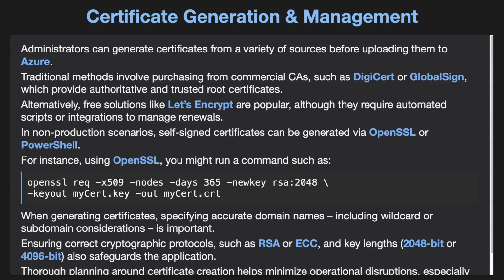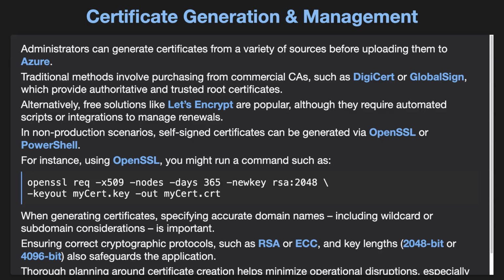Administrators can generate certificates from a variety of sources before uploading them to Azure. Traditional methods involve purchasing from commercial CAs, such as DigiCert or GlobalSign, which provide authoritative and trusted root certificates. Alternatively, free solutions like Let's Encrypt are popular, although they require automated scripts or integrations to manage renewals. In non-production scenarios, self-signed certificates can be generated via OpenSSL or PowerShell.